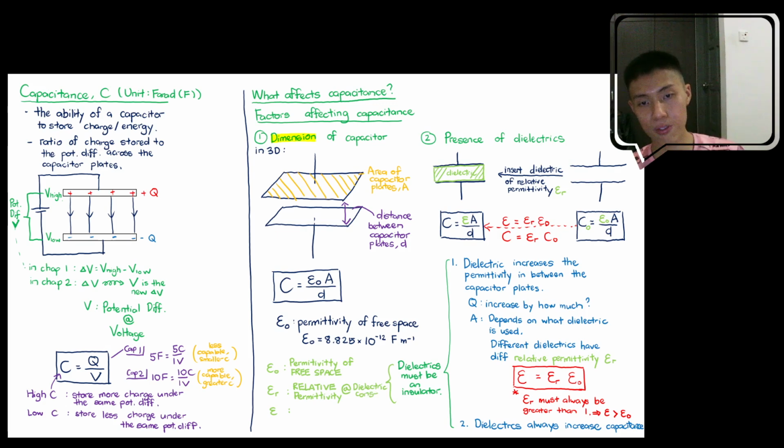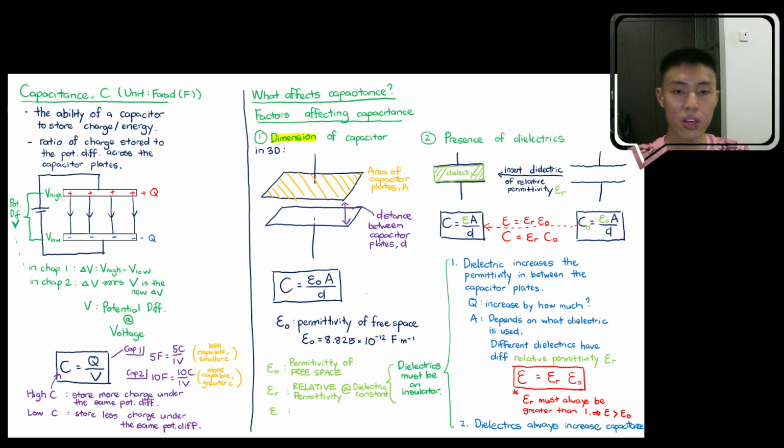Each type of material will have its own dielectric constant. Some materials have a dielectric constant of 2, then you increase the capacitance by 2 times. Some materials might have a dielectric constant of 4, then you increase the capacitance by 4 times. It's a multiplier value. It tells you how much you need to multiply up your capacitance, and your permittivity.